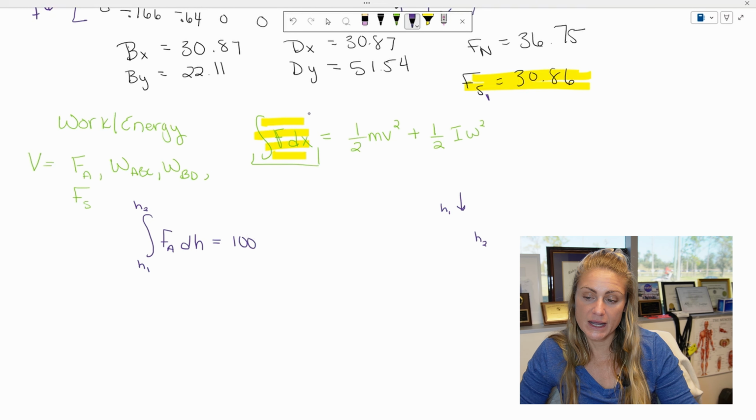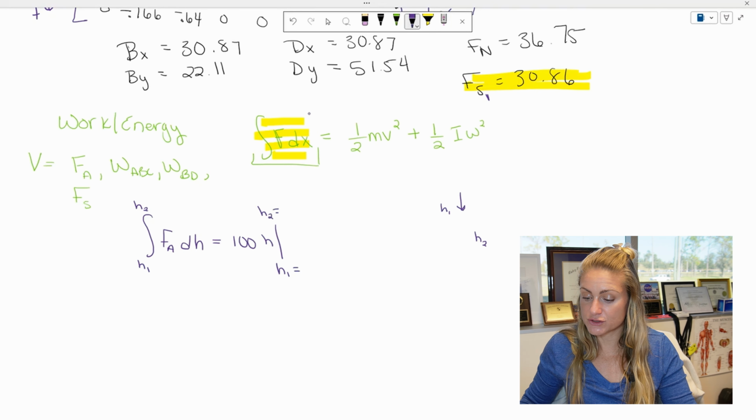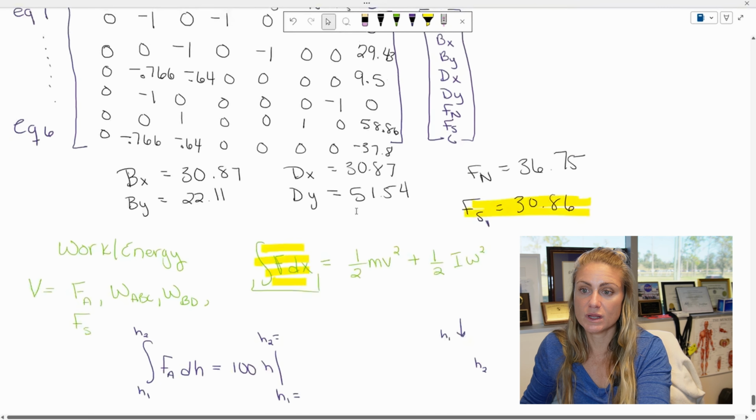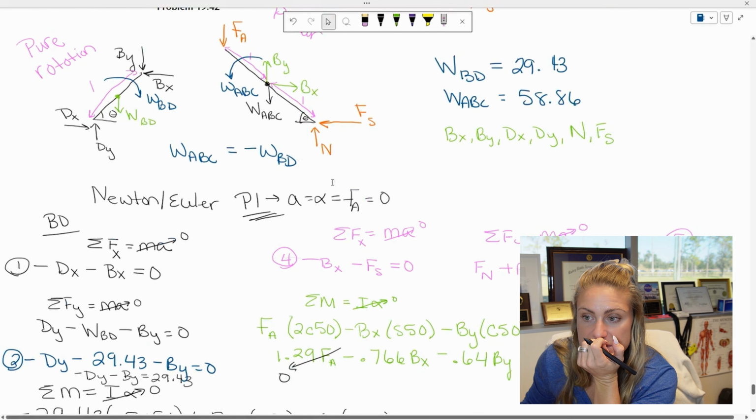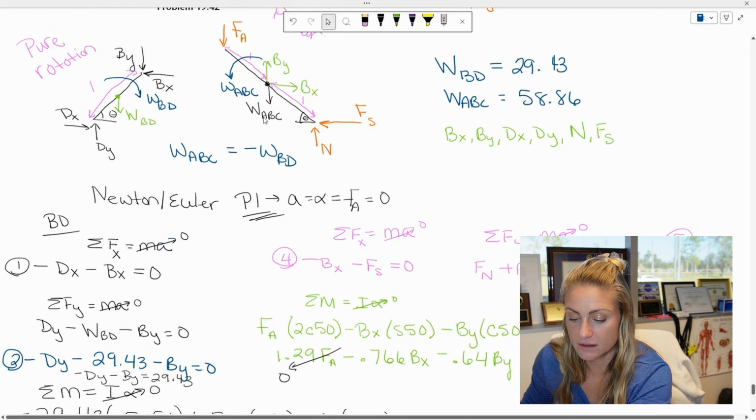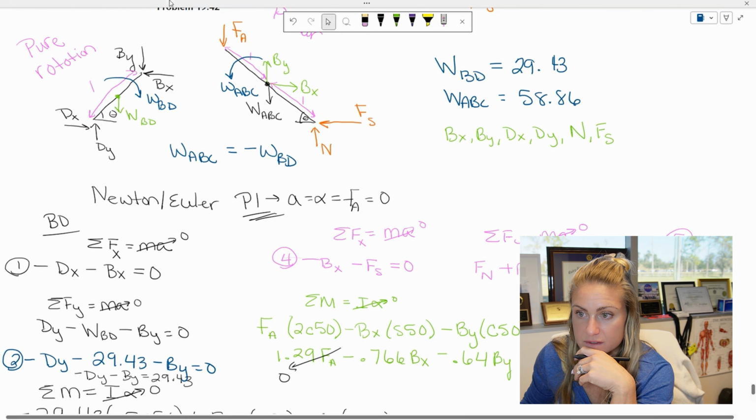Now, my integral would be over h, and I'm going to evaluate that from h1 to h2. The height of the first one, if we scroll up here, so if we look at the height of the force here, what is the vertical height?